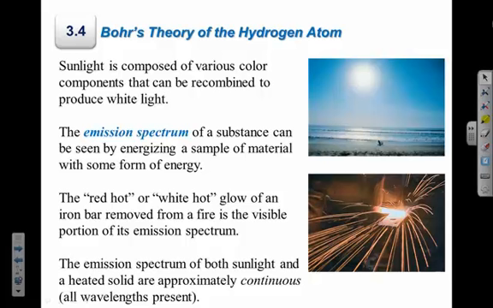And we see the same thing when we heat something up, the white hot glow of the metal. We already talked about that. That's because we're exciting these electrons to higher energy levels, and when they relax back down, they release energy. Some of the energy is released in the visible region we can see, some of the energy isn't.